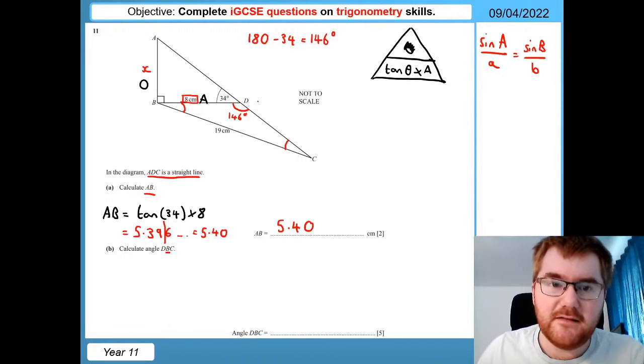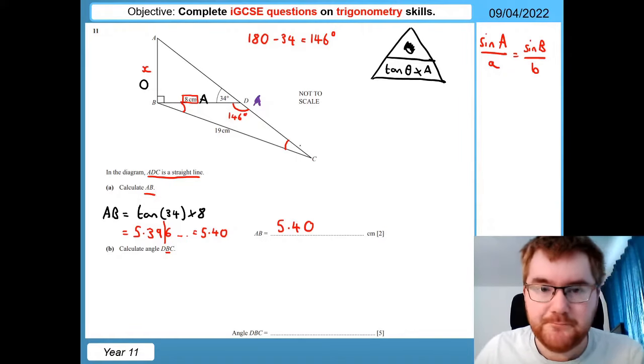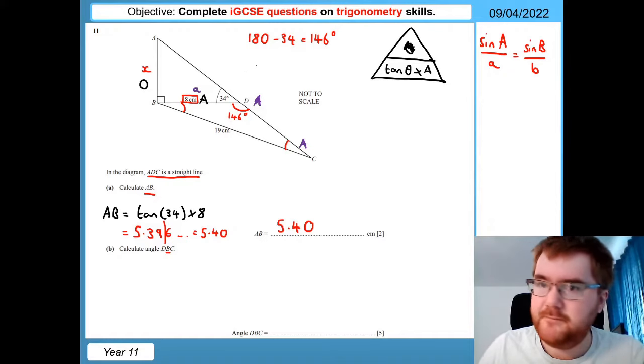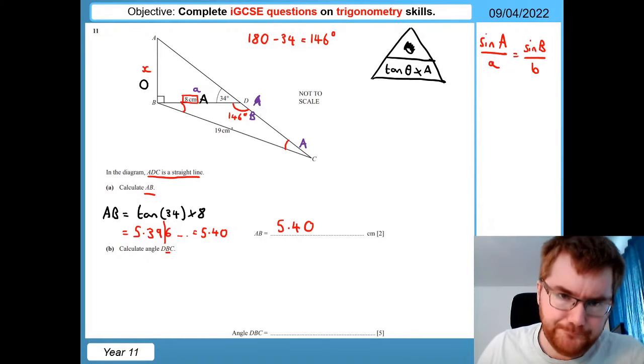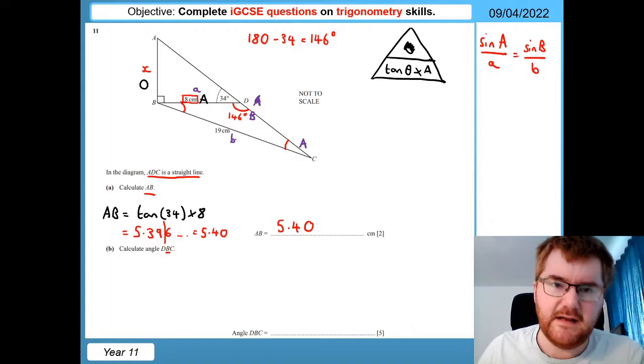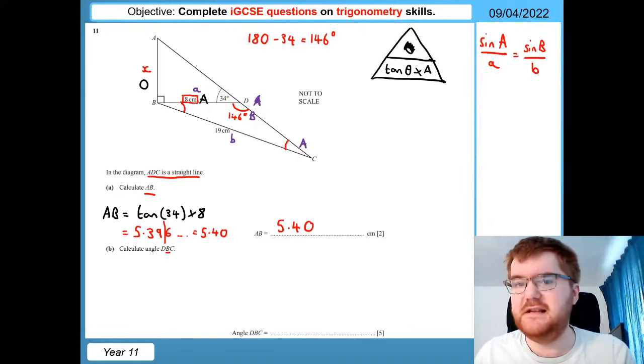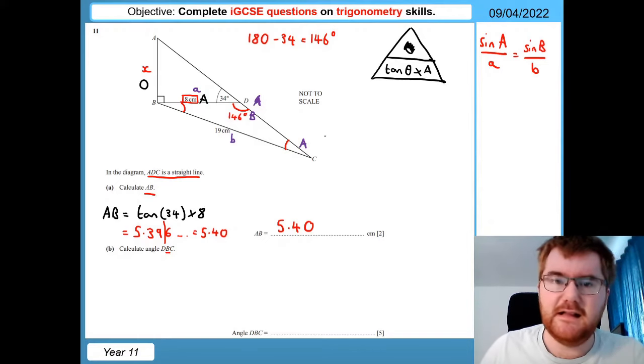So we're going to make this our big A because we're going to make the angle that we don't know big A. This makes this then small a, and then we're going to make this big B and then make this small b. If we label it correctly, it makes the working we're going to do just now a little bit easier for us. So let's go through this process.